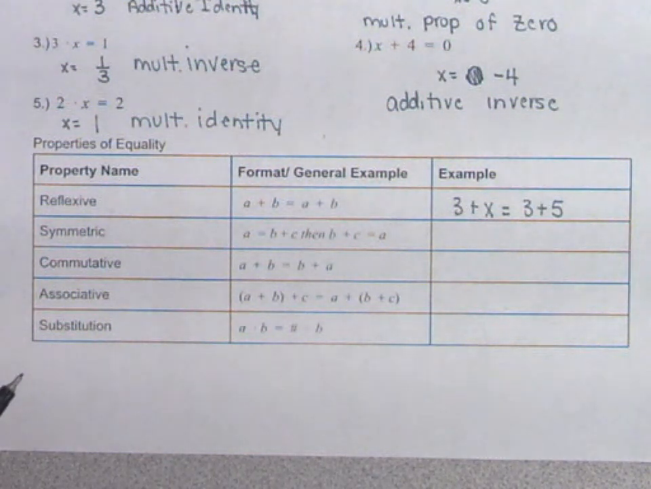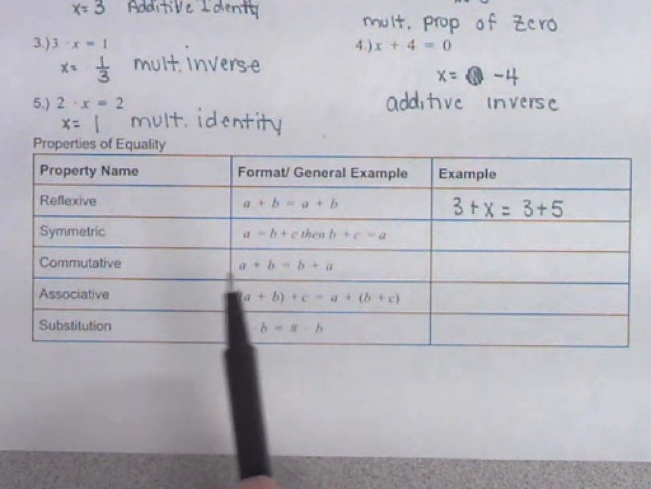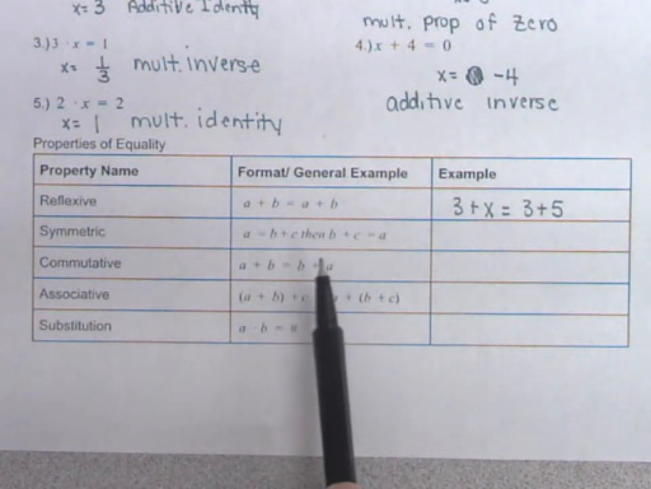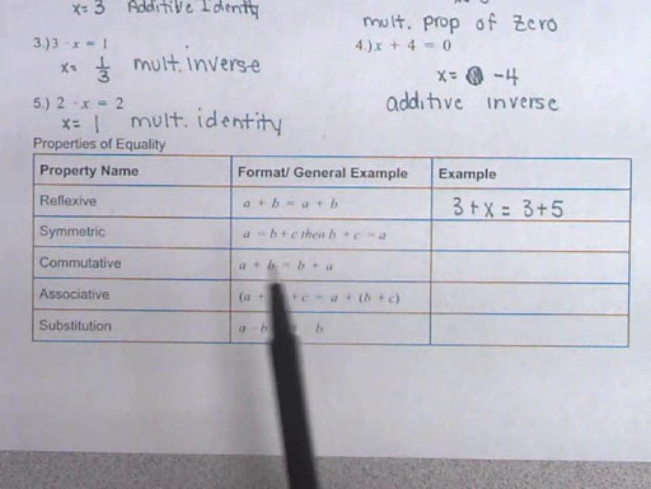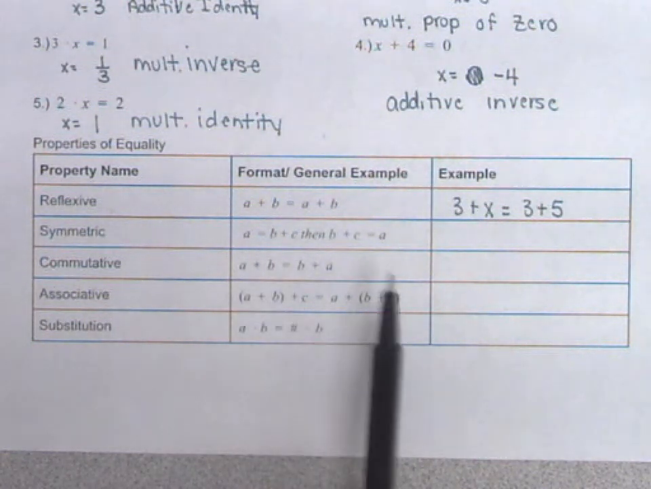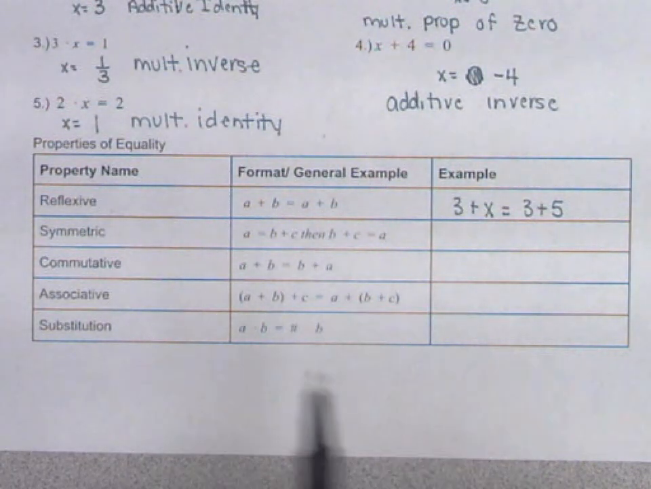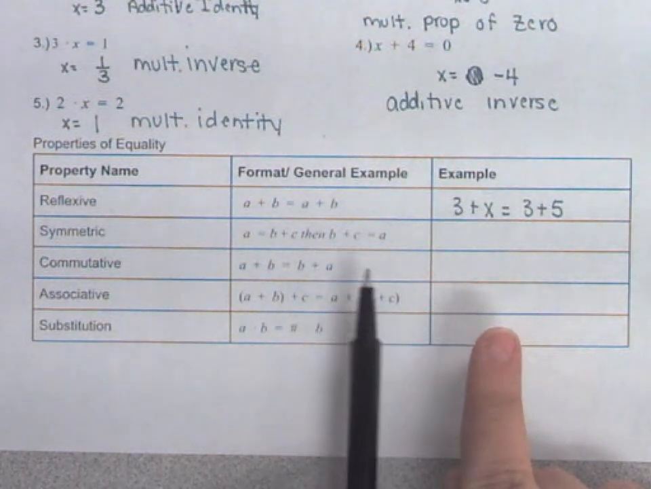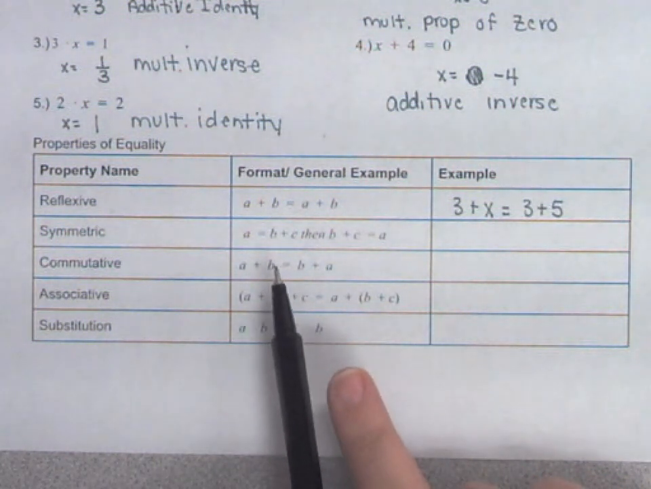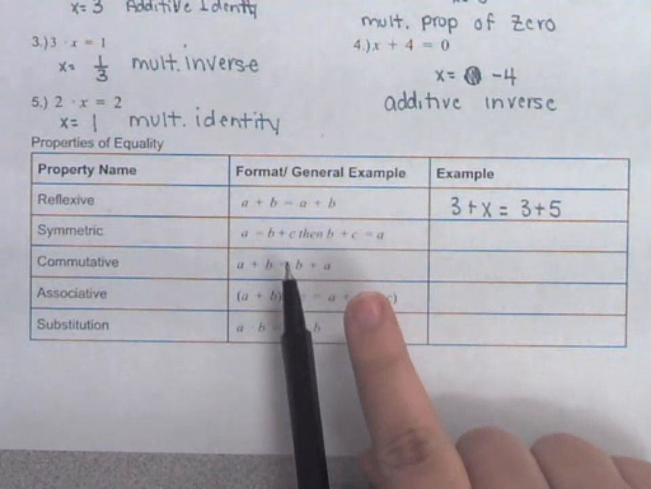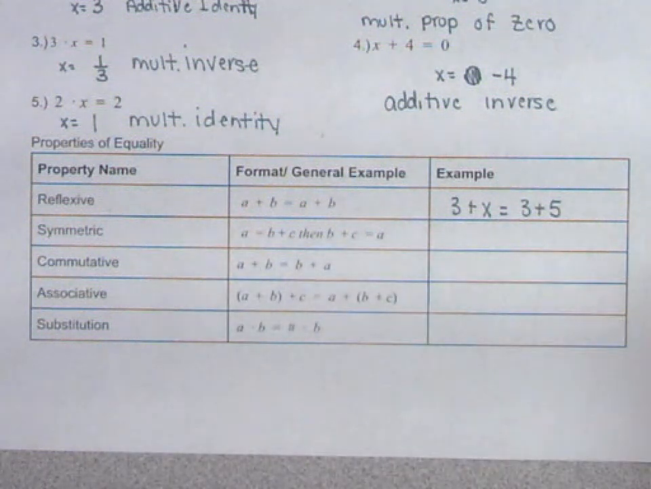Next. Symmetric. This says a equals b plus c. Then the new answer, b plus c equals a. So what's the difference between the first equation and the second equation? The order changes, right? A was on the left, now it's on the right. B plus c, in that order, was on the right side, now it's on the left. We see how the order is exactly the same? That's the point of symmetric. So the sides switch, but the order is the same. That's the weird part.